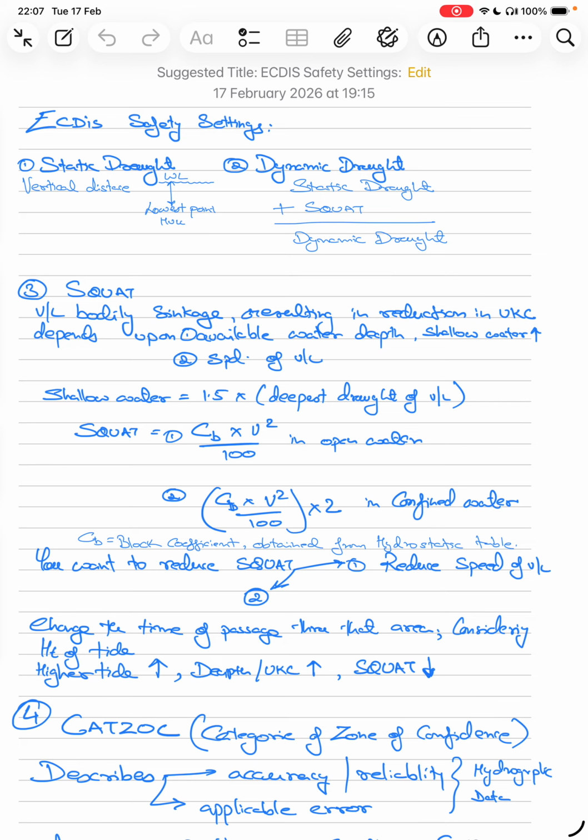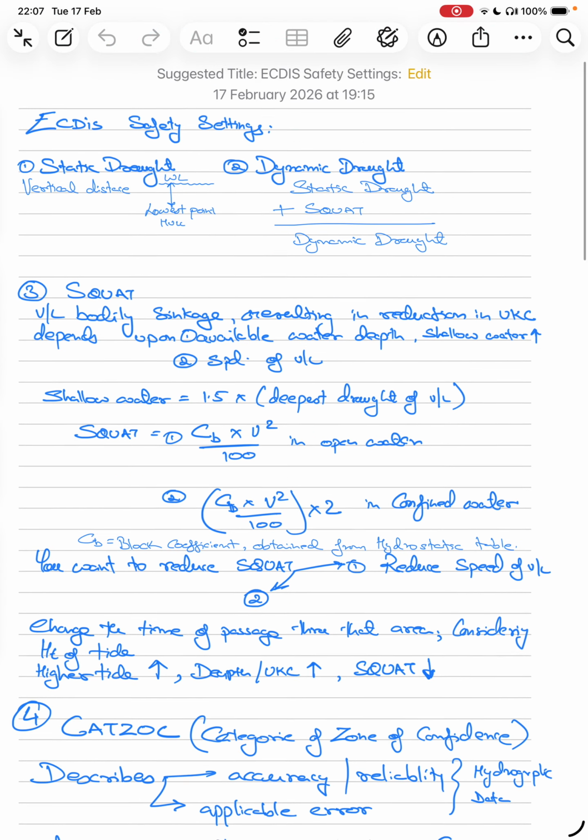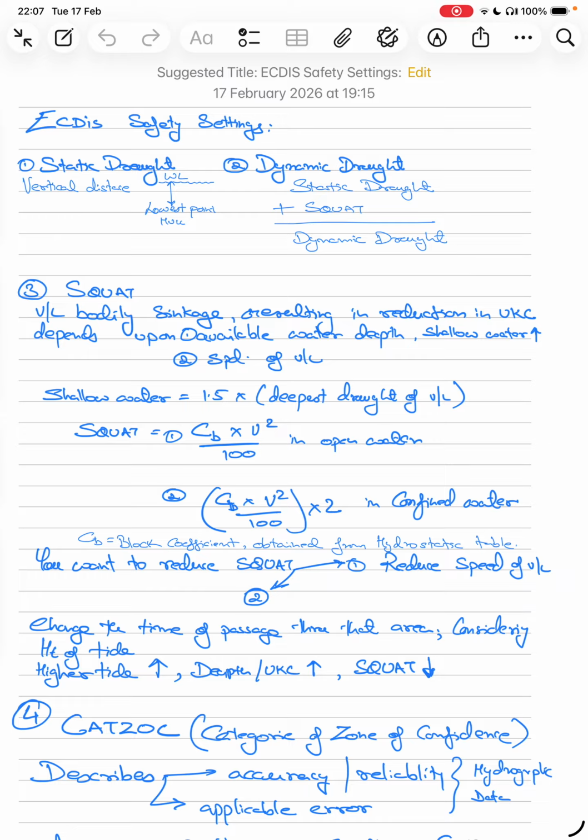For doing the FD safety setting, we need to first learn a few things: static draft, dynamic draft, squat, CATZOC, and UKC, which will make it easy to understand the safety settings later on the FDs. Static draft is the vertical distance between the waterline and the lowest position of the hull. What is dynamic draft? Dynamic draft is basically anything when the vessel is moving. So it is the static draft plus what happens when the vessel is moving, squat. So static draft plus squat is known as the dynamic draft.